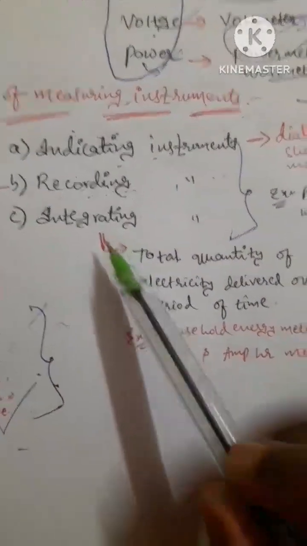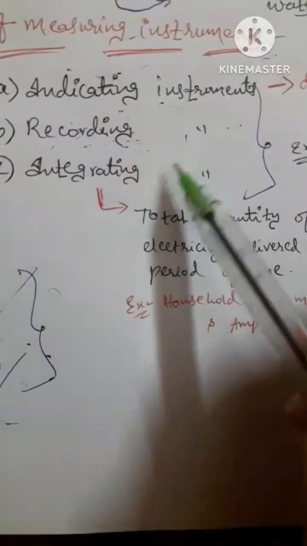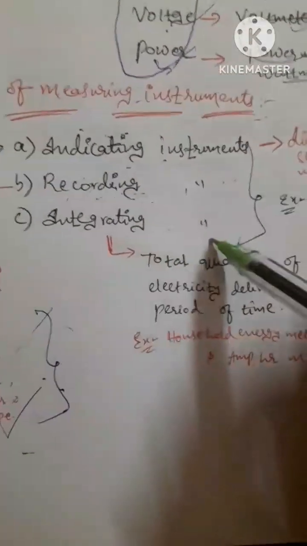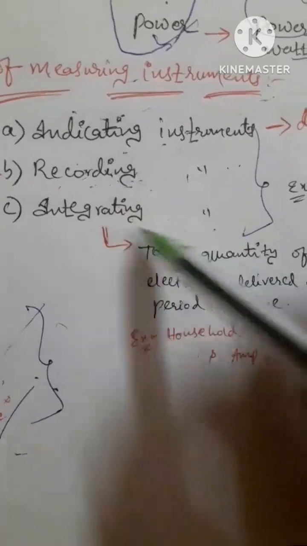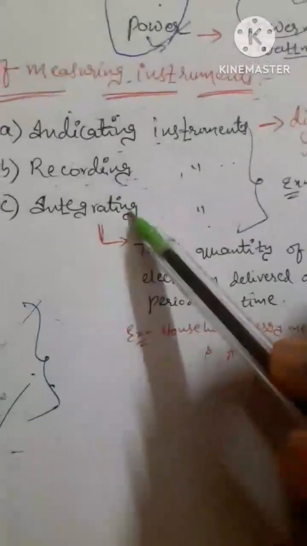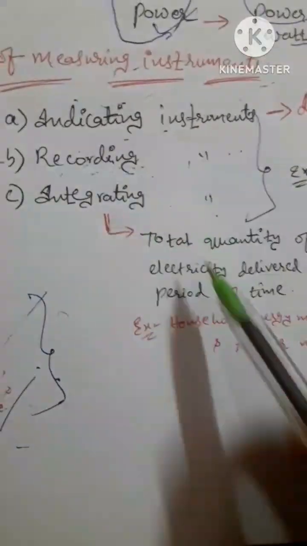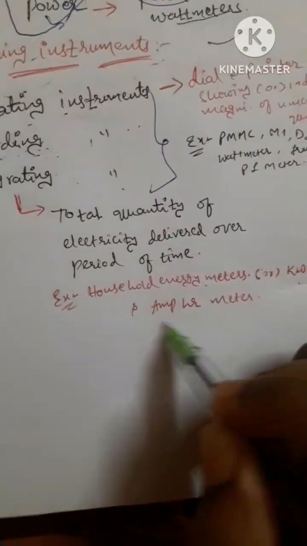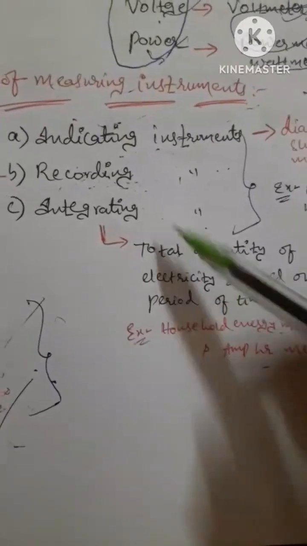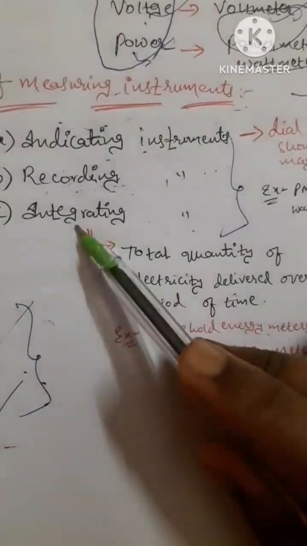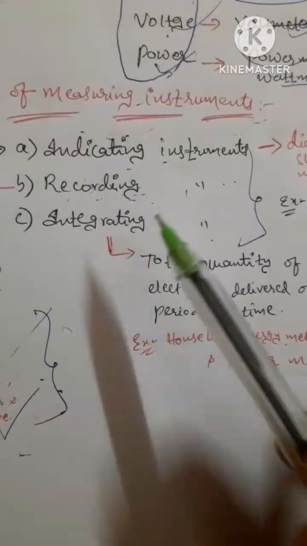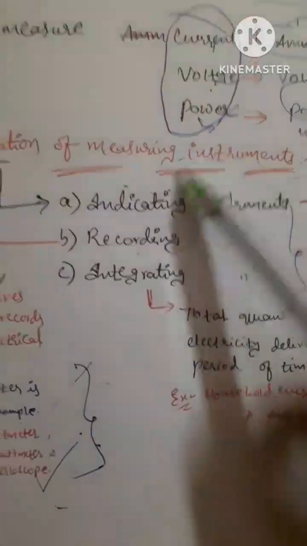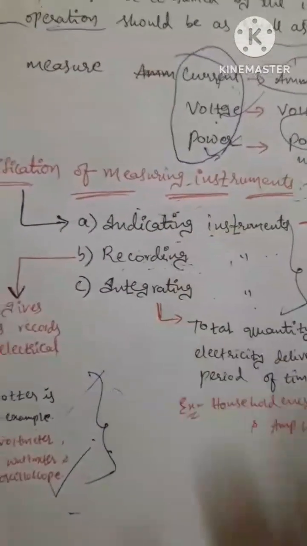Next is the integrating instrument. In an integrating instrument, the measured value is added to the actual value. The examples of integrating instruments are household energy meters or kilowatt hour meters and ampere hour meters. Integrating instruments means the measured value is added to the actual value. So this is about the classification of the measuring instruments.